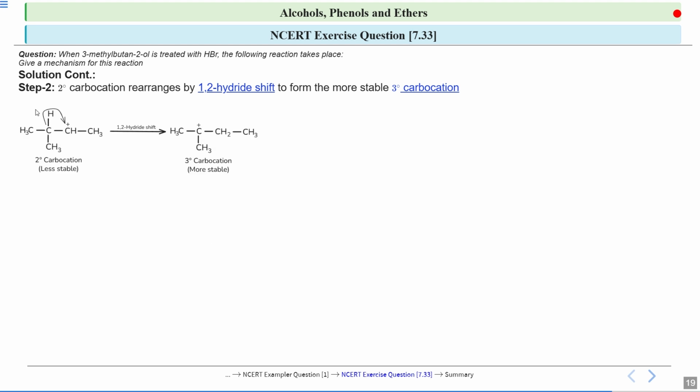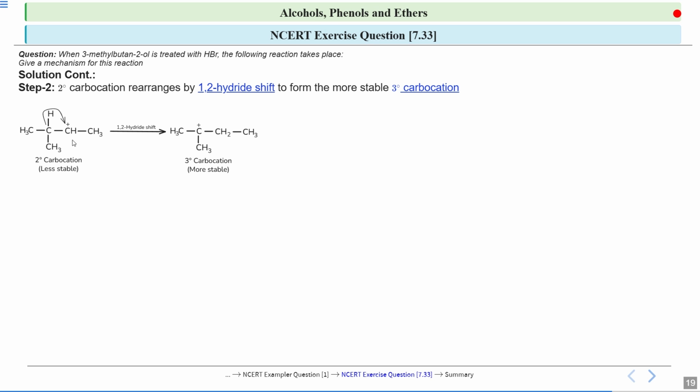Now look at this picture. I told you this carbocation is less stable over here. So if this is less stable, then 1,2 hydride shift will happen and this will form a tertiary carbocation. Now see, this is a tertiary carbocation. Why? Because this carbon is further attached to three other carbons. That is, this carbon is attached to three carbon atoms.